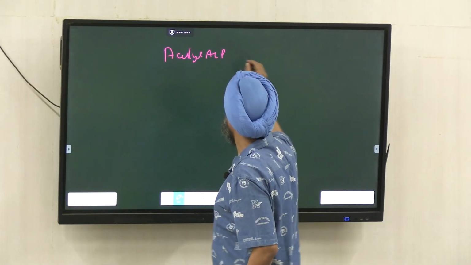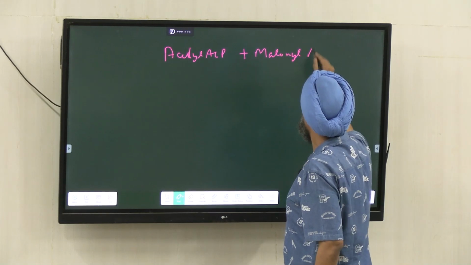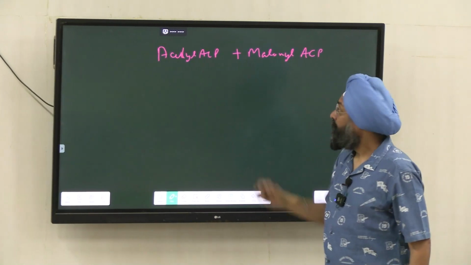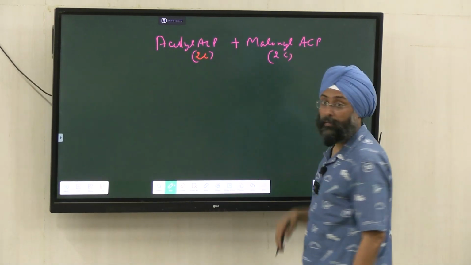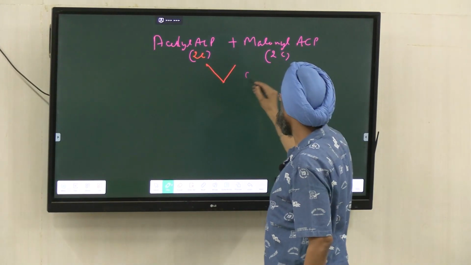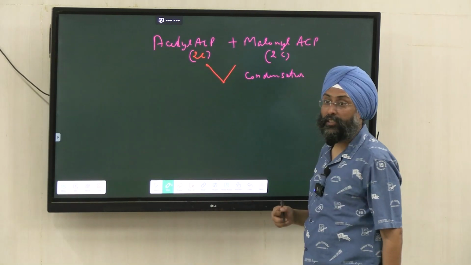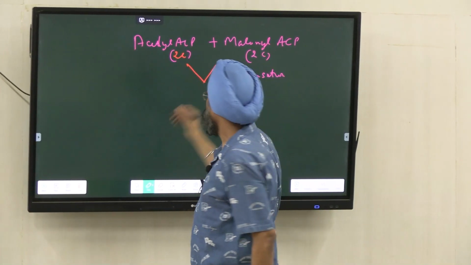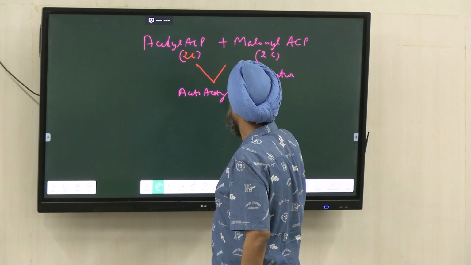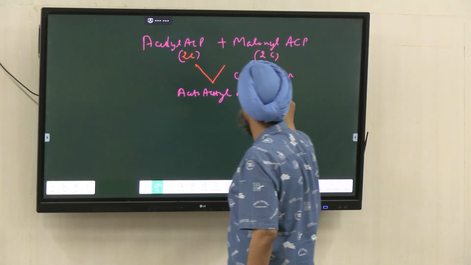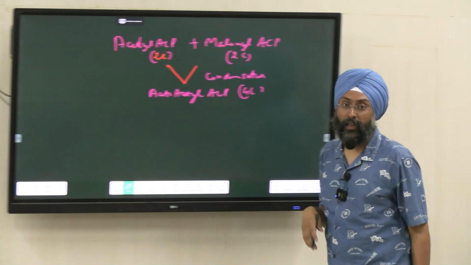Acetyl ACP plus malonyl ACP, right? This is 2 carbon, this is 2 carbon, right? We did condensation reaction. After condensation, what will we get? Acetoacetyl ACP. This is again 4 carbon, 2 carbon plus 2 carbon is equal to 4 carbon, right?